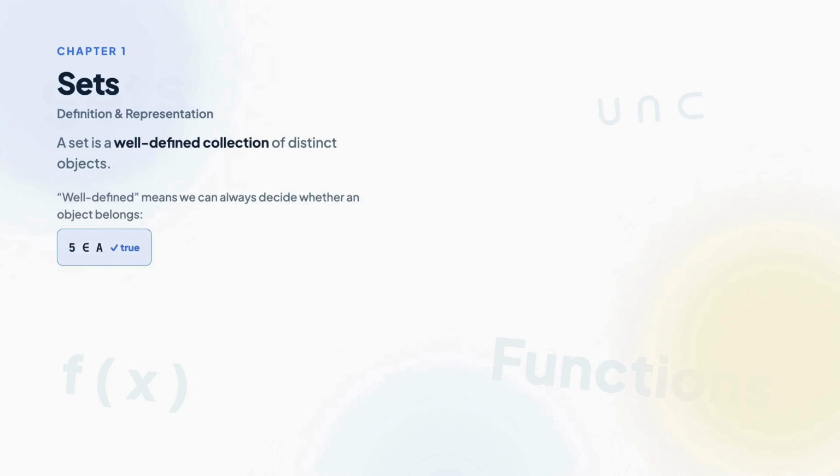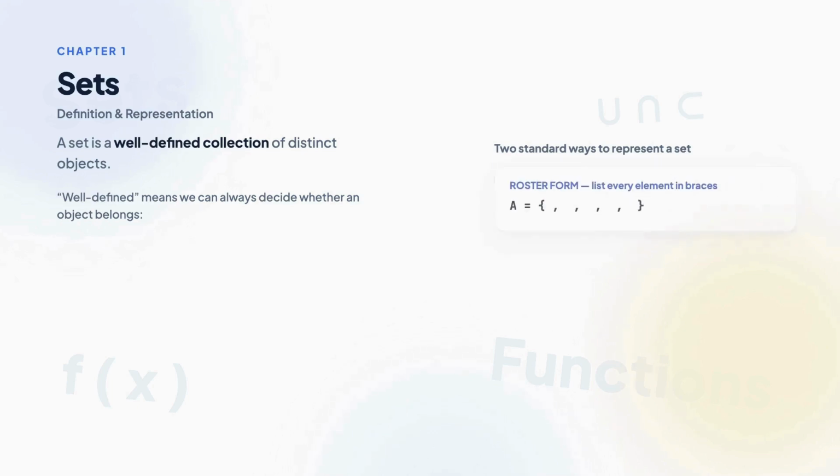A set is defined as a well-defined collection of distinct objects. The term well-defined means that for any object, we can always decide clearly whether it belongs to the set or not. This precision is what makes sets such a powerful mathematical tool. There are two standard methods for representing a set. The first is the roster form, where all elements are listed individually inside curly braces. This representation is convenient when the set contains only a few elements.